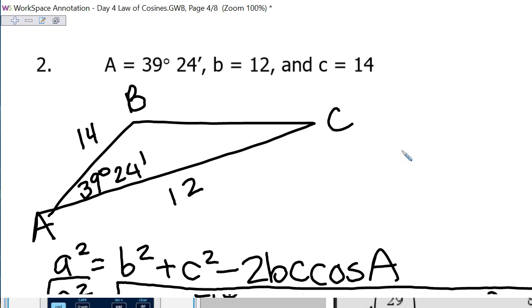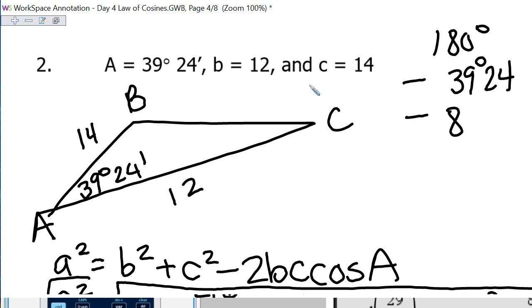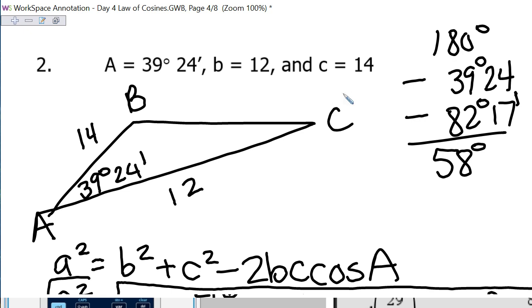And to find the third angle, just subtract from 180 degrees. So you need to do 180 degrees minus 39 degrees, 24 minutes, minus 82 degrees, 17 minutes, and what did you get? 58 degrees, 19 minutes. We agree? Yes. Okay, so the law of cosines, we just have the one case.